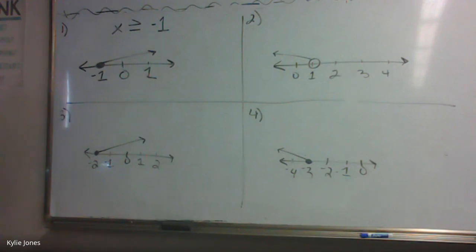Wait, how do you figure out which way it goes? The arrow. The way that your arrow is pointing is the way that your inequality points.